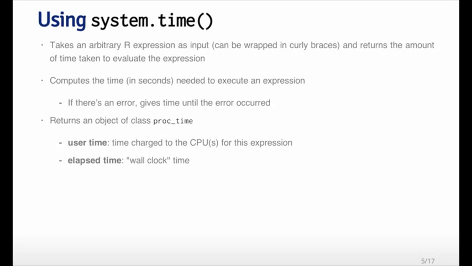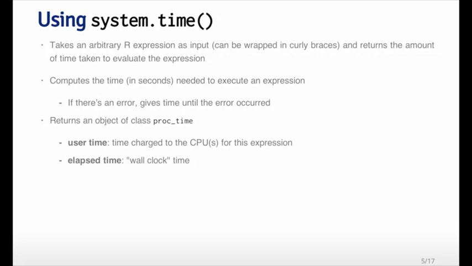The first tool I'm going to talk about is actually not the profiler. It's a very simple function called system.time in R. What system.time does is it takes an arbitrary R expression, evaluates that expression, and then tells you the amount of time it took to evaluate that expression. This expression could be very simple, like a single function call, or it could be very complicated if it happens to be wrapped in curly braces. So it could actually be a very long expression if you want it to be.